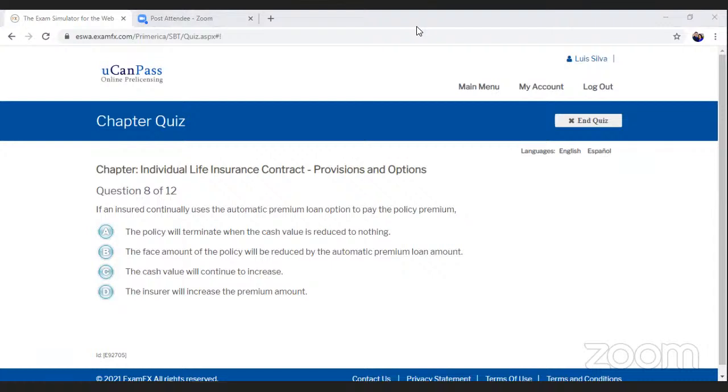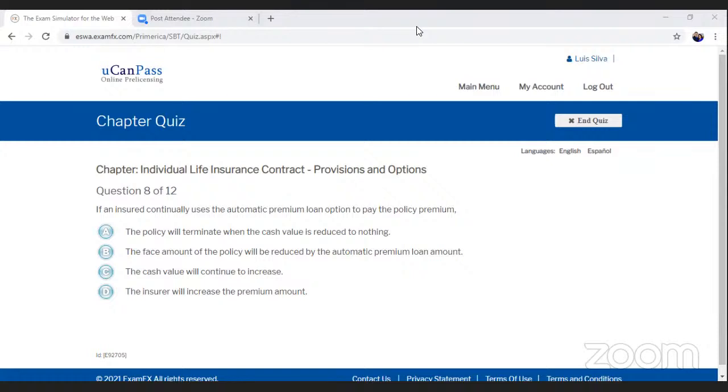Okay. If an insured continually uses the automatic premium loan option to pay the policy premium, A, the policy will terminate when the cash value is reduced to nothing. B, the face amount of the policy will reduce by the automatic premium loan amount. C, the cash value will continue to increase. D, the insurer will increase the premium amount.